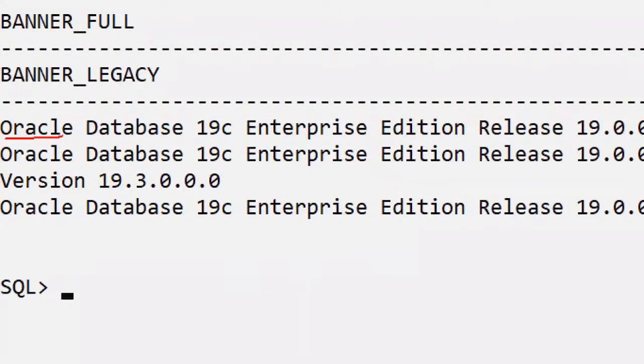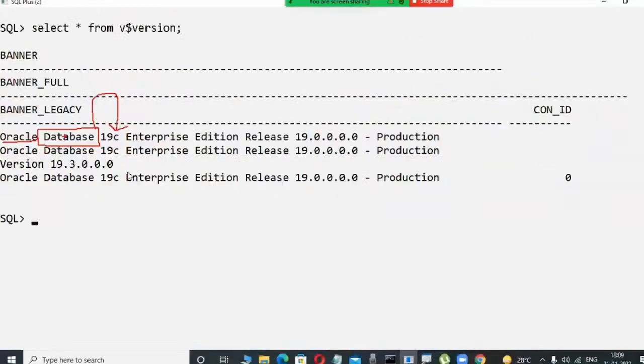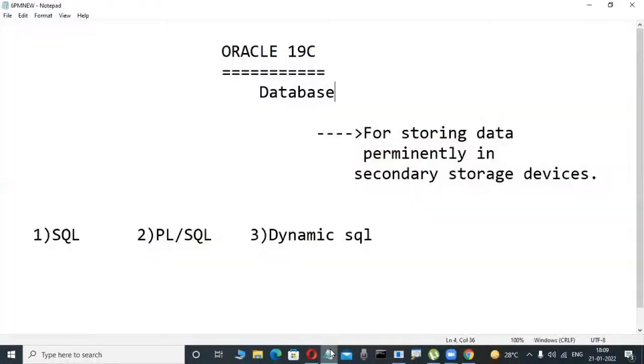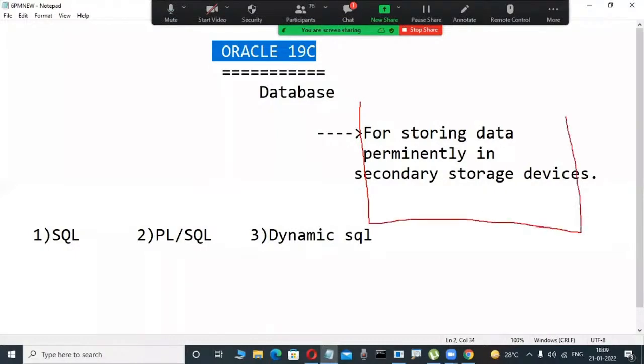Oracle is a product from Oracle Corporation. What type of product is it? A database product. The version we are learning in our course is 19c, a version of this DB product. What is a database? Once we install the Oracle software, some place is automatically created on the disk. In this place, we permanently store data.